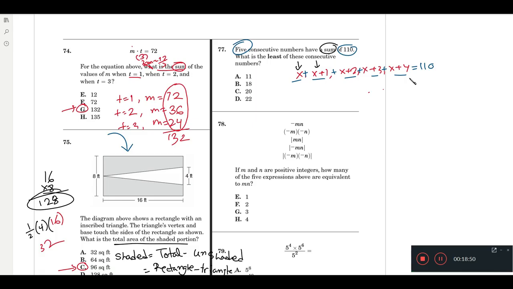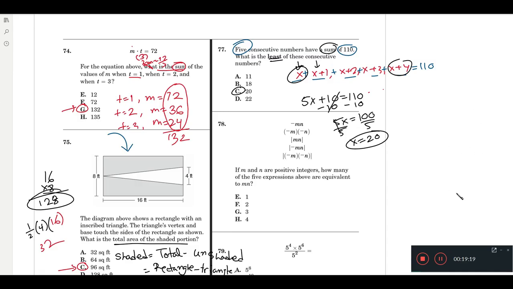So you do 5x plus 10 is equal to 110, and then you subtract 10 from both sides. So 5x is equal to 100, and then just divide. Alright, very good. Now they say what is the least number? X was the least, right? Now Ria, let me ask you a question. What would be the largest number here? 24. Beautiful, good, because X plus 4 is the largest. So you got it, nice.